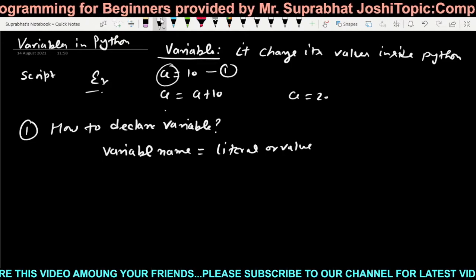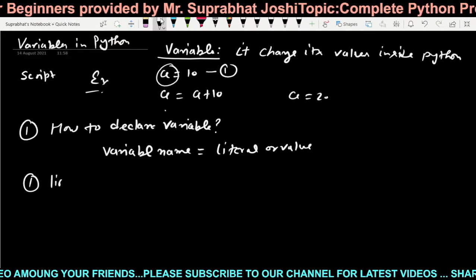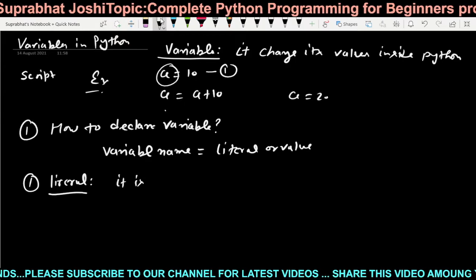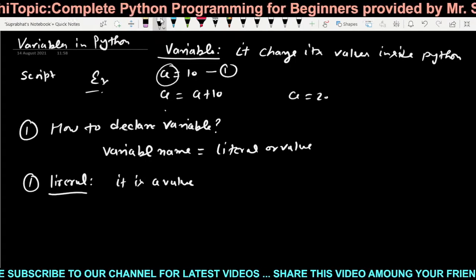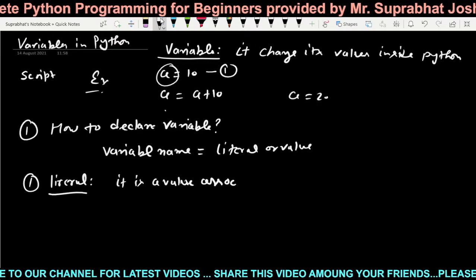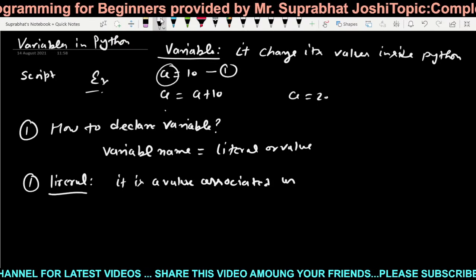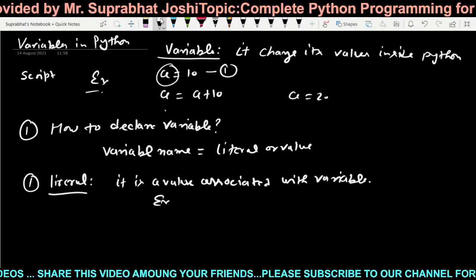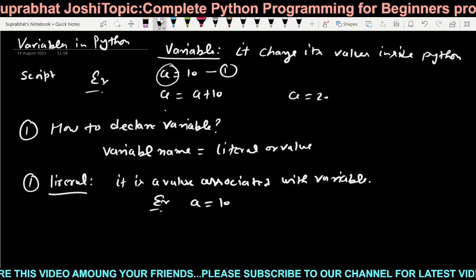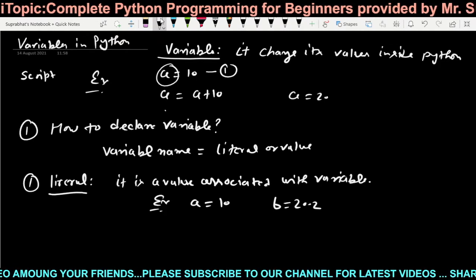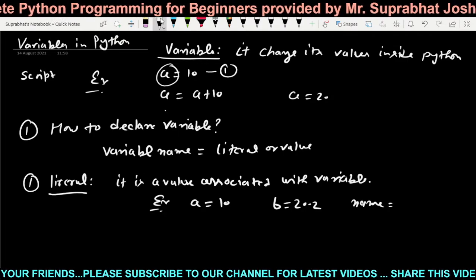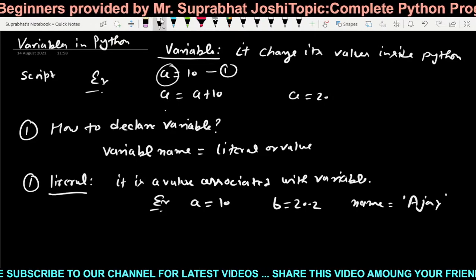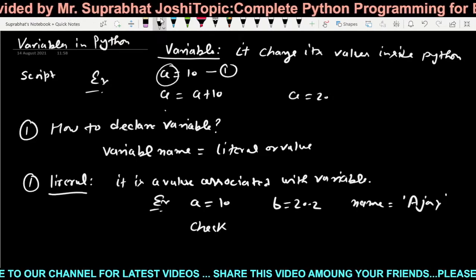First, what is a literal? It is a value associated with a variable. For example, a equals to 10, b equals to 20.2, name equals to Ajay, check equal to true.